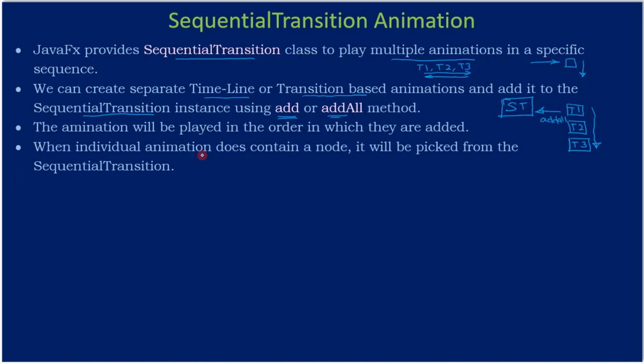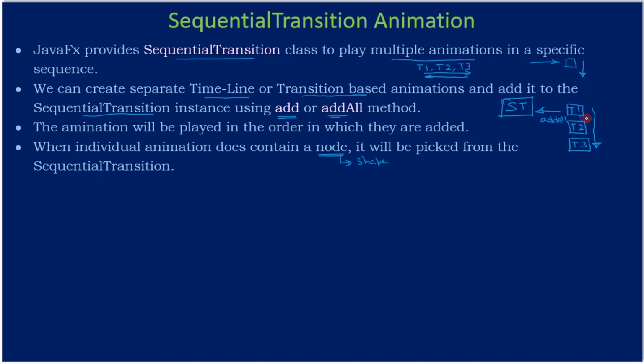When an individual animation does not contain a node, so here we are talking about a node that needs to be animated, or we can usually call it a shape that needs to be animated, right? When an individual animation does not contain a node, it will be picked from the sequential transition. So to the sequential transition also you can specify a node. If you specify a node, that node will act common for all the transitions. That means when you are creating these transitions, T1, T2, T3, you need not specify a shape.